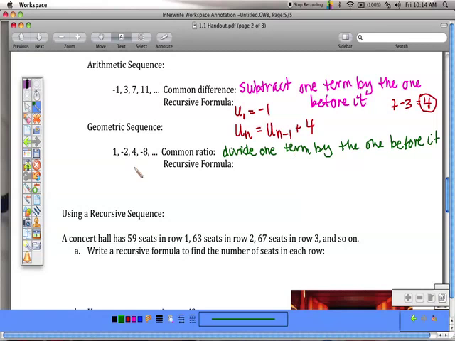Okay, so an example right here, if we took a 4 divided by the one before it, -2, our common ratio is -2. Or in other words, you're multiplying by -2 to get each next term in the sequence. The recursive formula, again, you have to define your first term. And the formula to get any term is the term before it times -2.